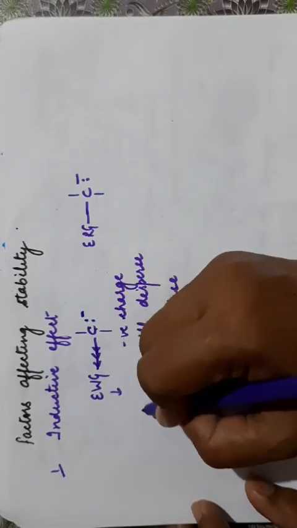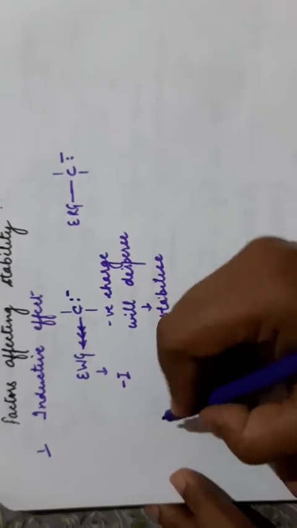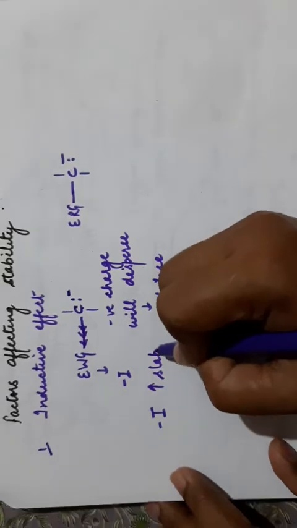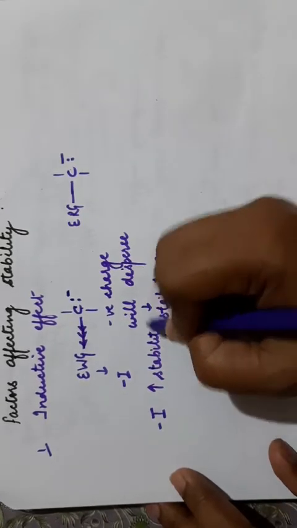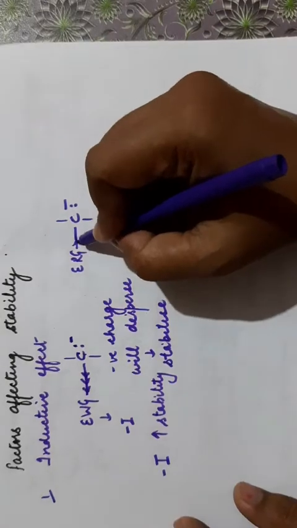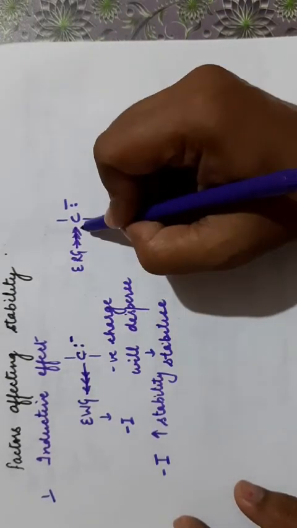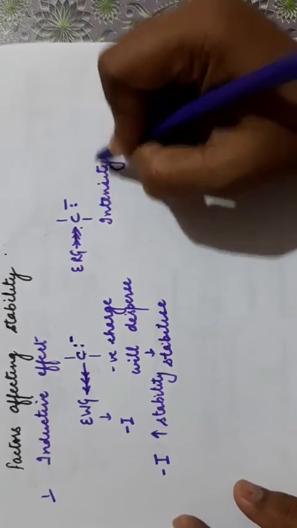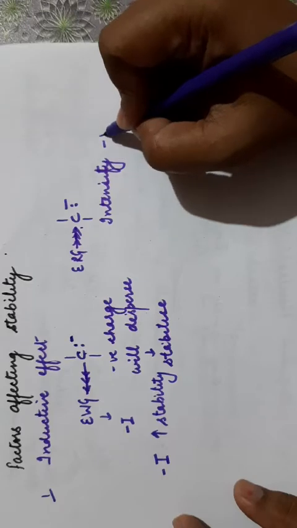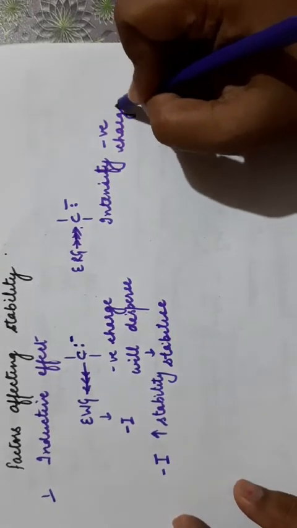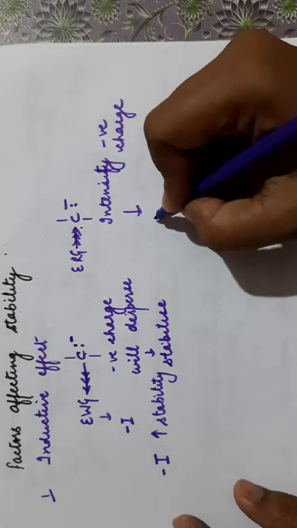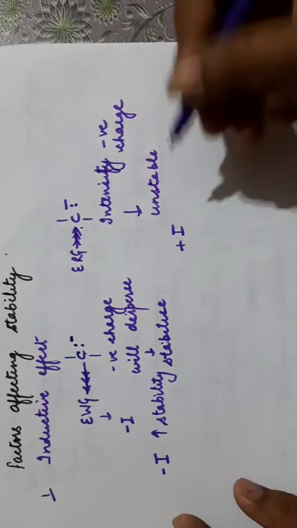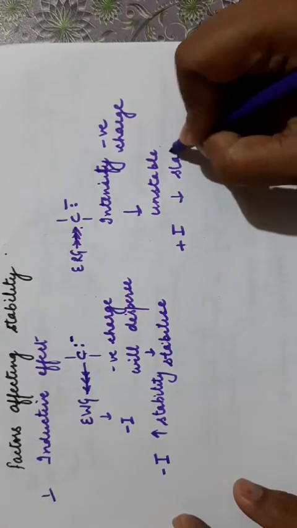Electron withdrawing groups are said to have a minus I effect. So we can conclude that the minus I effect increases the stability. Clear? Now coming to the electron releasing group: it will release the electrons, which means it will intensify the negative charge. If the negative charge is intensified, it will make the carbanion unstable. So the plus I effect will reduce the stability of the carbanion.